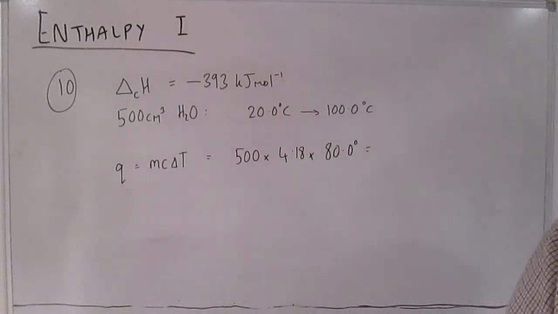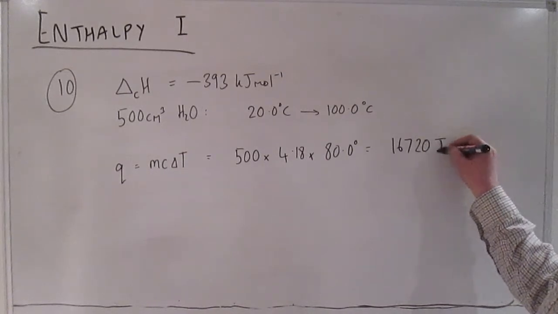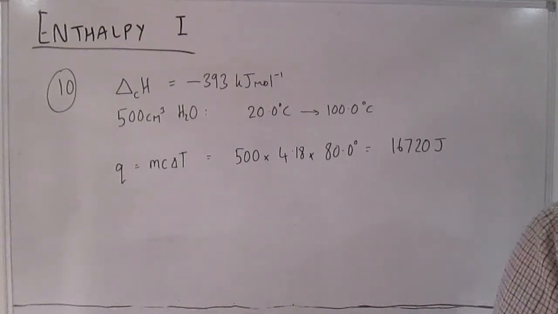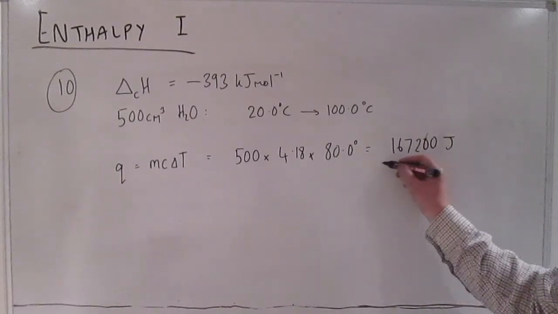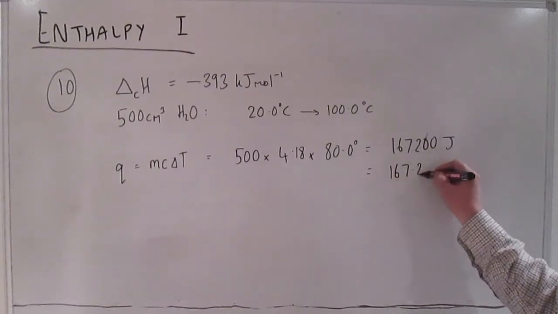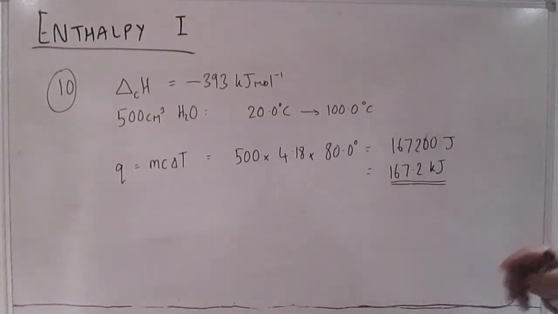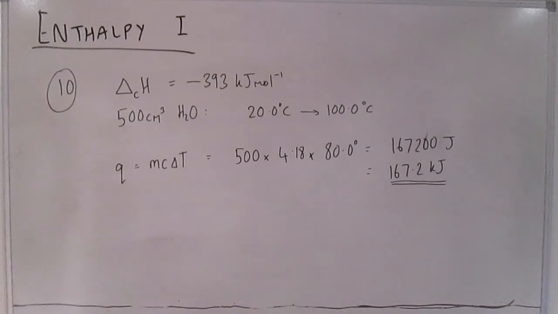So if we calculate that, that comes to 16720 joules, and as usual we'll convert that into kilojoules. Sorry, I missed out a zero there. 167,200 joules, which is 167.2 kilojoules. So that's the amount of heat that's needed to produce that big a temperature rise in that mass of water. And now we need to work out how many moles of carbon we need.